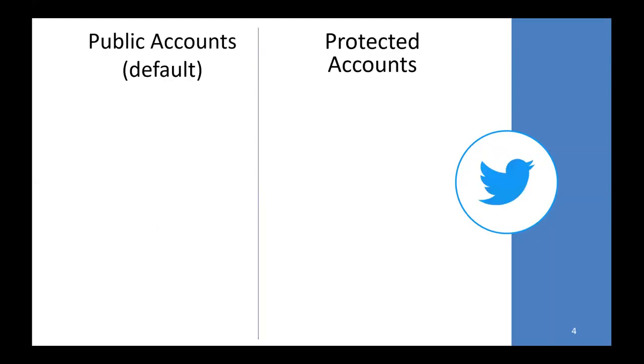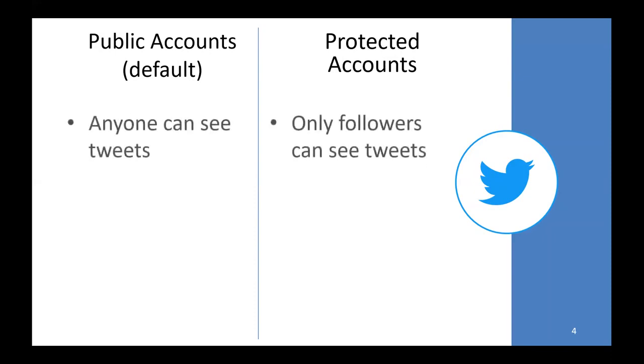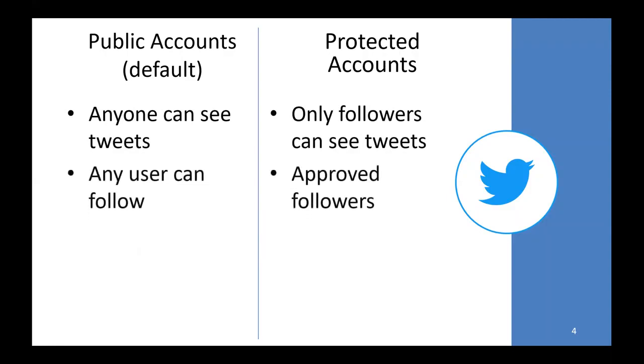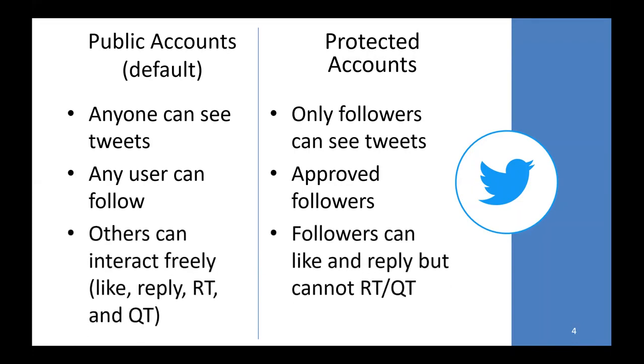Twitter provides two account types to users: public, which is the default type, and protected. Anyone can see the tweets by public accounts, but tweets by protected accounts can only be seen by followers. Public accounts can be followed by anyone, but to follow a protected account, users need to send a follow request, and the protected account should approve this follow request. Others can interact freely with public tweets by liking, replying, retweeting, and quote tweeting. But for protected tweets, only followers can like and reply, and no one can retweet or quote tweet these tweets.